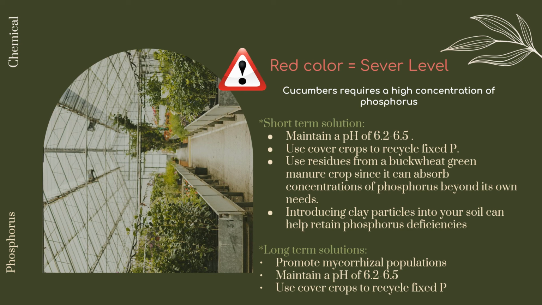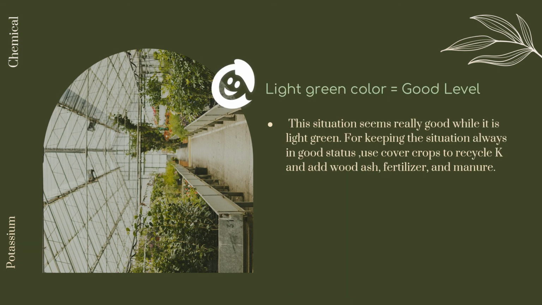And the long-term solution, we promote the mycorrhizal population, maintain the pH at 6, and use cover crops recycled with fixed phosphorus. The third chemical indicator is the potassium. This is a light green color, which is a very good situation and no need for improvement.